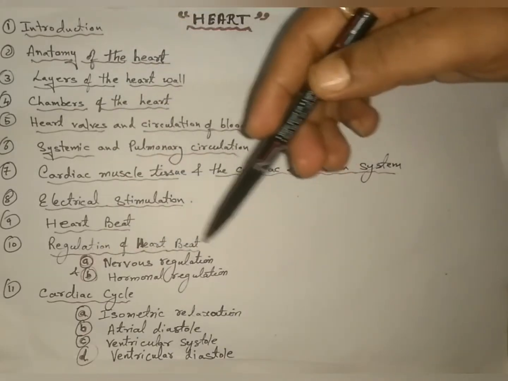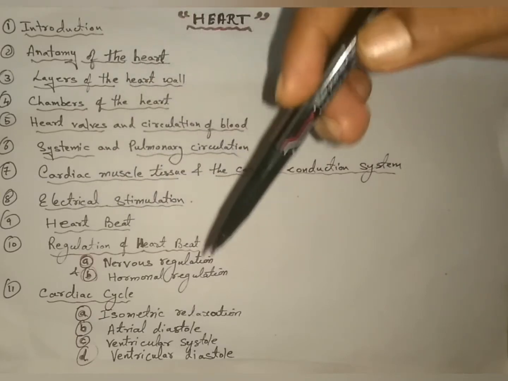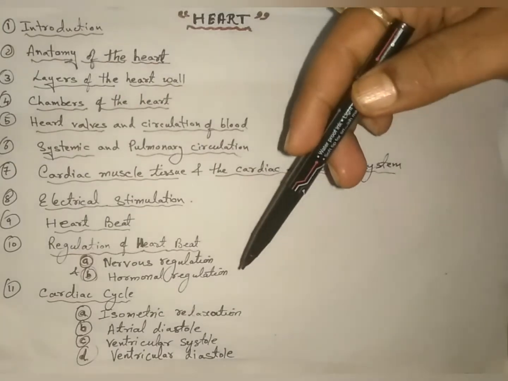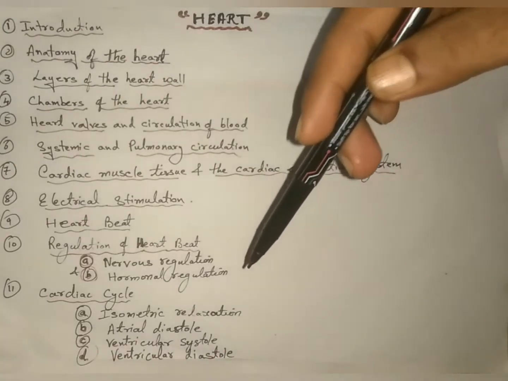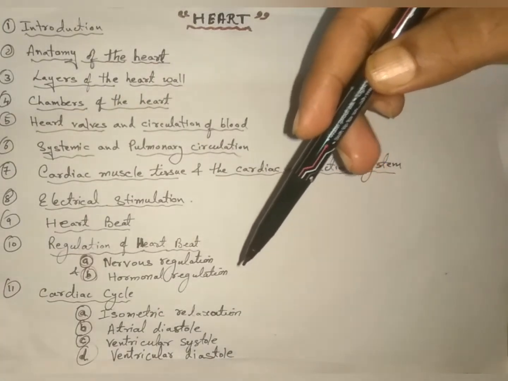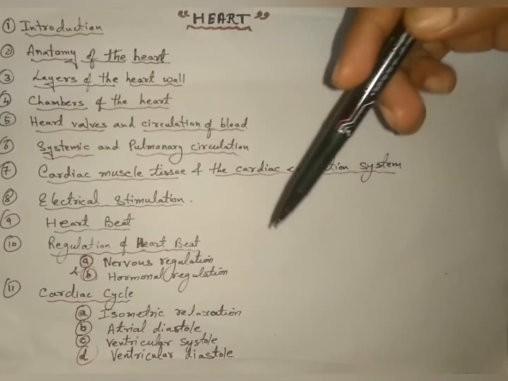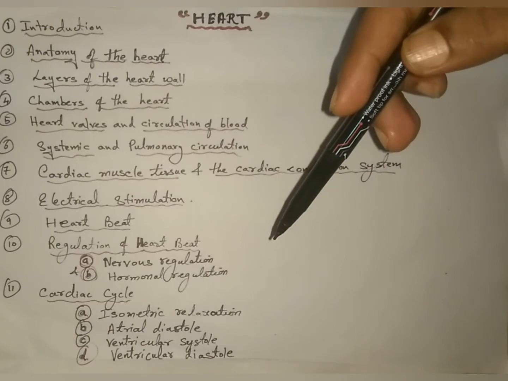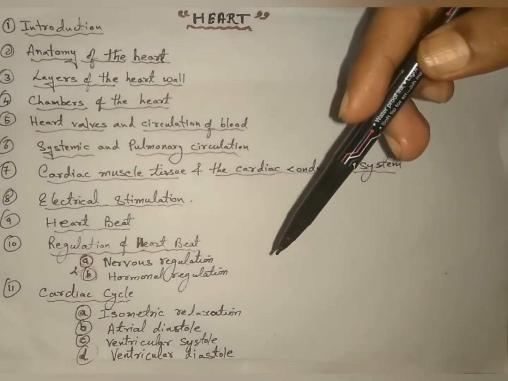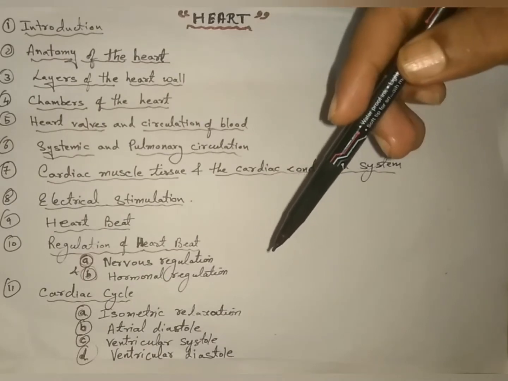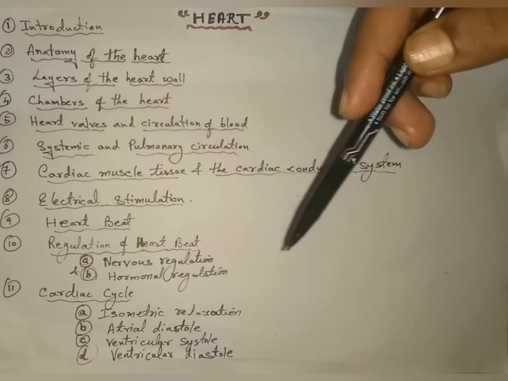So we start with heartbeat. It is the spontaneous rhythmic contraction and relaxation of the heart to pump out and receive blood to and from the body. Heartbeat is of two types, neurogenic and myogenic. On the basis of this, the heart is differentiated into two types, neurogenic and myogenic.